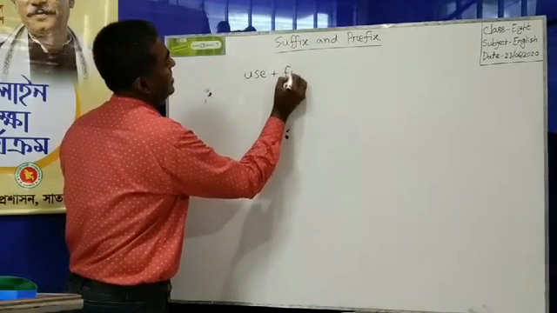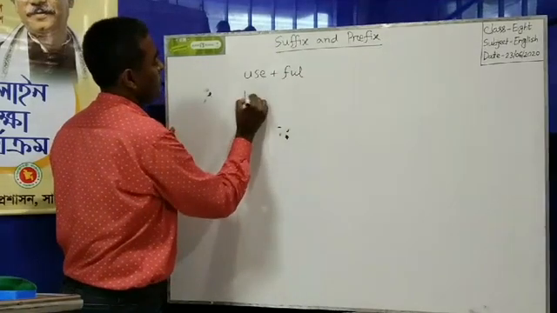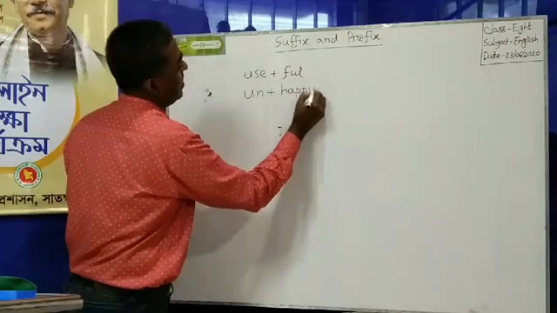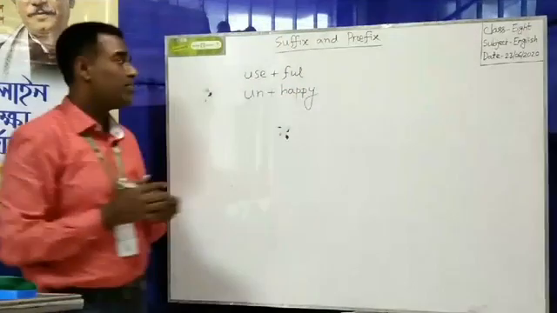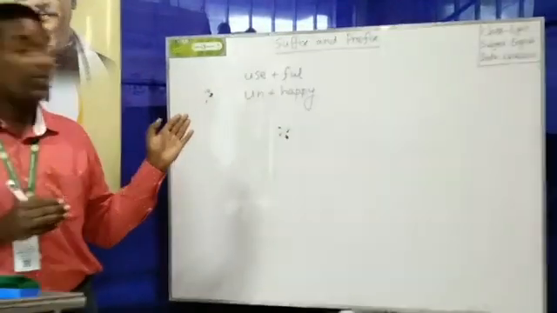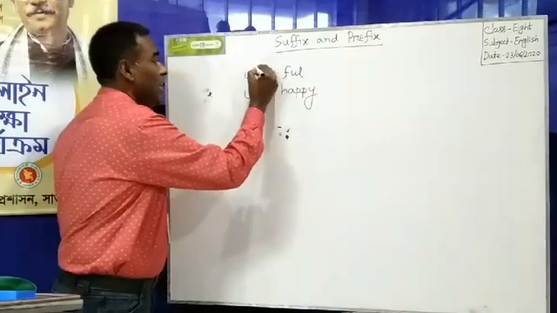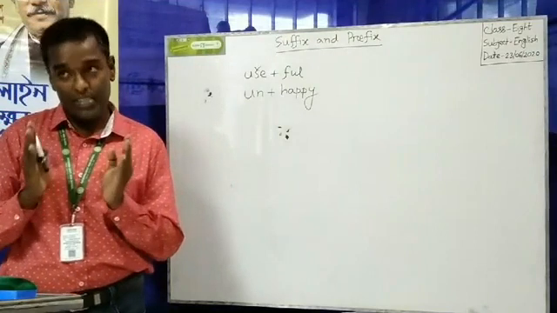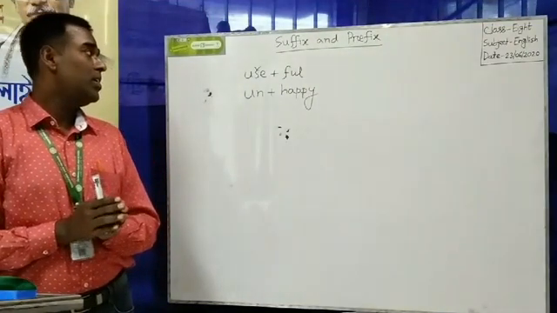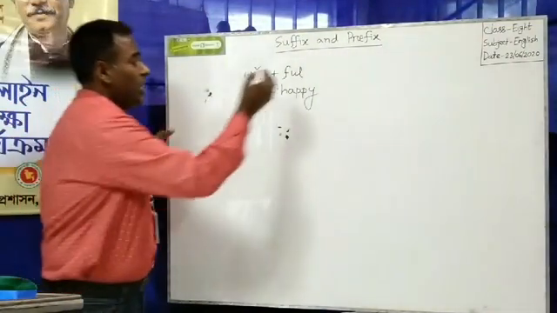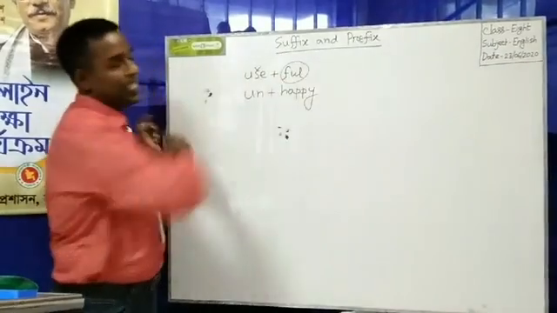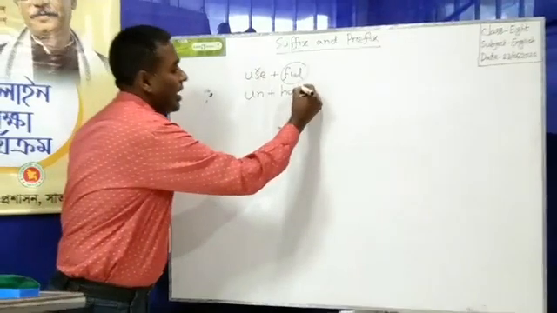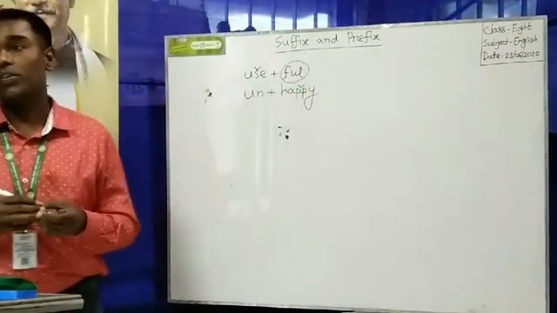Use plus full, un plus happy. Here use is the keyword, that means root word. We use full suffix here, and here happy is the root word.